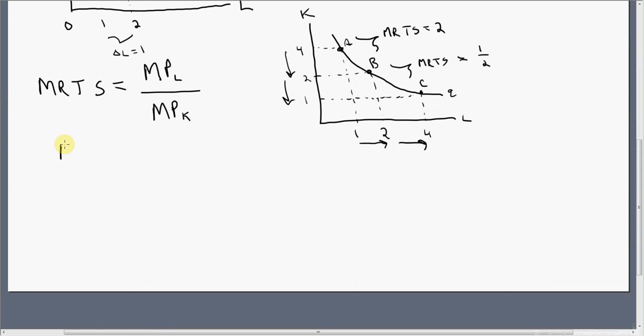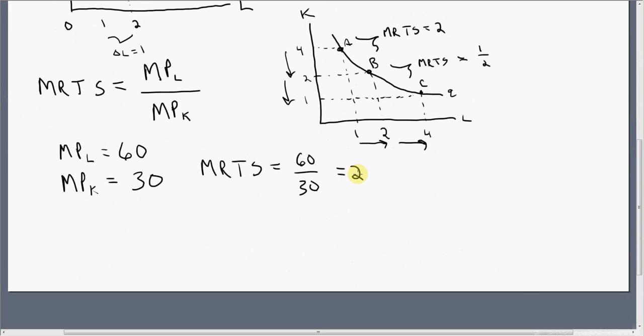Let's do a numerical example. The marginal product of labor is 60. That is, if we were to hire another worker, output would rise by 60 units. And let's assume that the marginal product of capital is 30. If we were to hire another unit of capital, output would increase by 30 units. Or if we were to reduce our capital stock by 1 unit, output would fall by 30 units. Plugging these values into the formula, we get 60 divided by 30, or 2. So the marginal rate of technical substitution is 2.